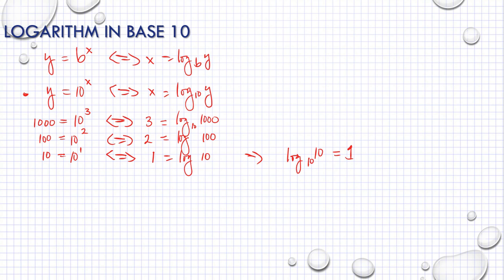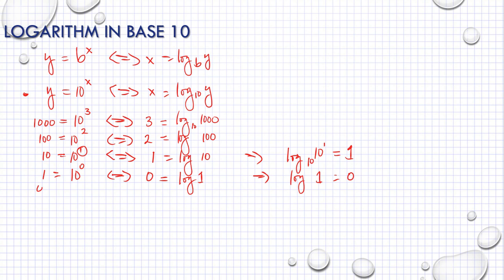Why? Because the exponent is 1 there, as you can see here. And then if we have 1, that means 10 raised to 0, if and only if 0 is the logarithm of 1. This is also a very good property to know, that the logarithm of 1 is always 0. It doesn't matter what the base is. I will show you later about that. So I hope you understood.